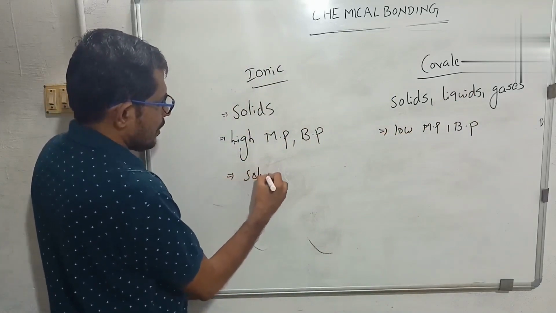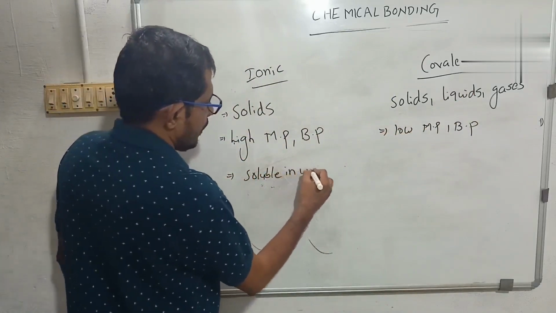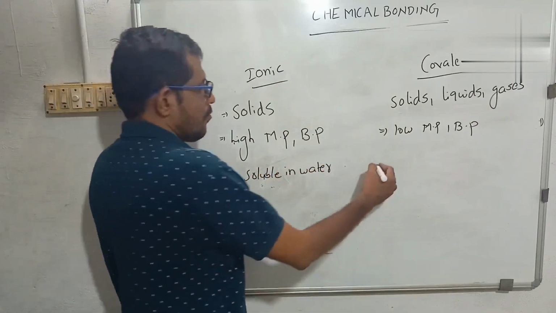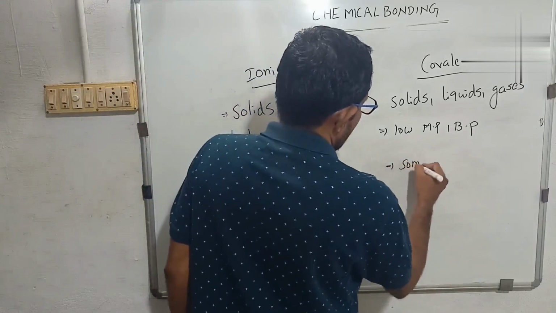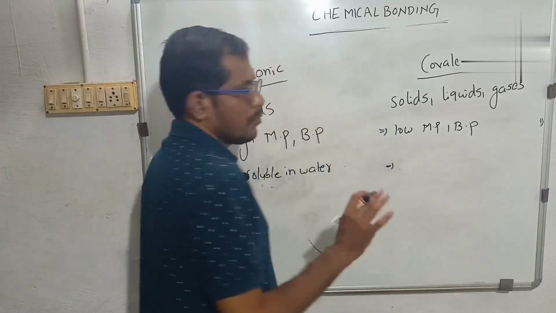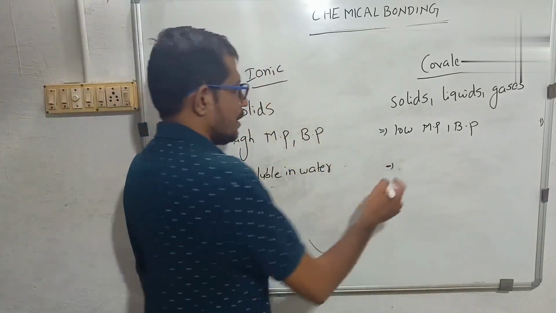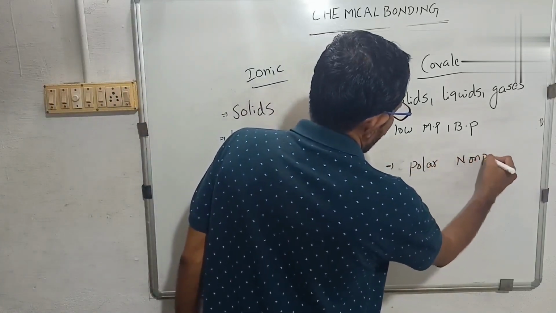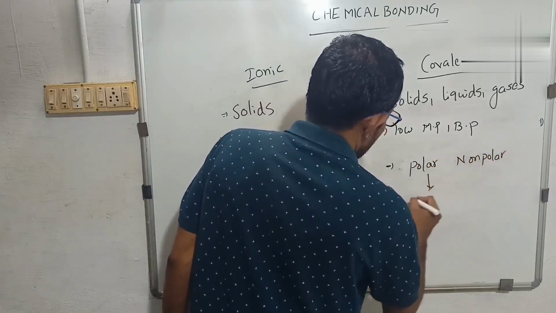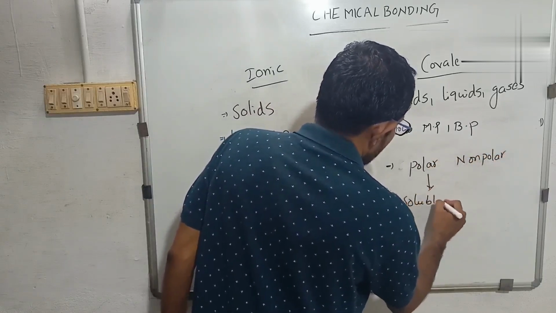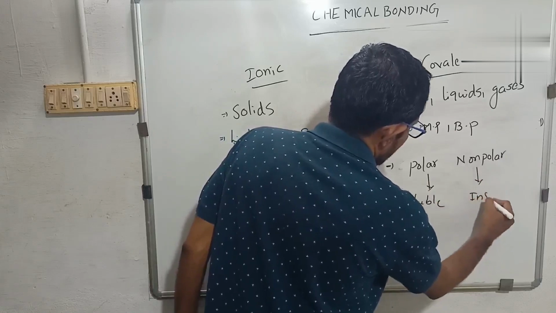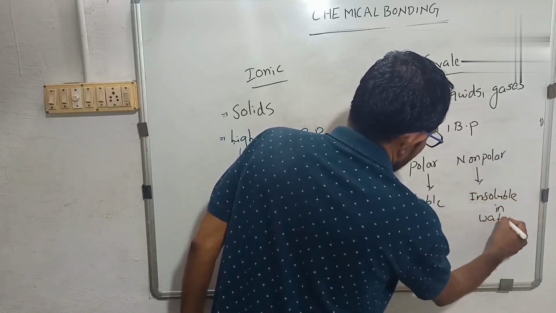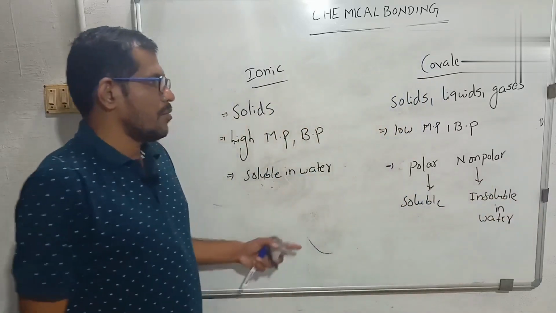Ionic compounds are generally soluble in water. Some covalent compounds are also soluble in water. In covalent compounds we generally have two types: polar or non-polar. Polar compounds are generally soluble in water. Non-polar compounds are insoluble in water.